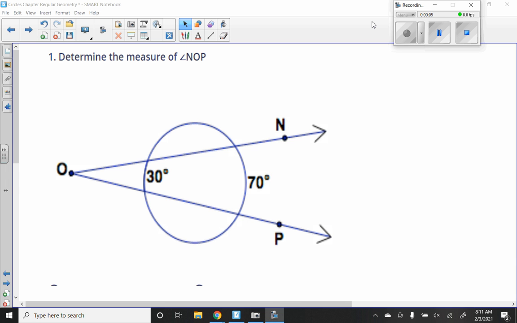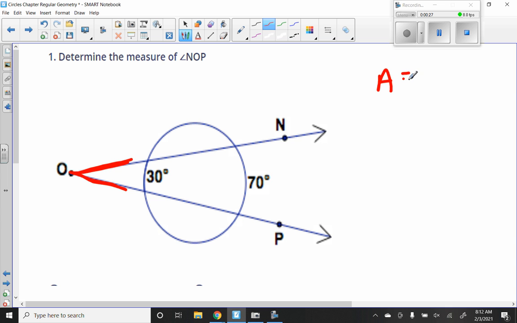Exterior intersection, check for understanding problems. Seven of them. Number 1, determine the measure of angle NOP. NOP is this angle right here. If it's an exterior angle, the angle is found by the formula far arc minus near arc divided by 2.